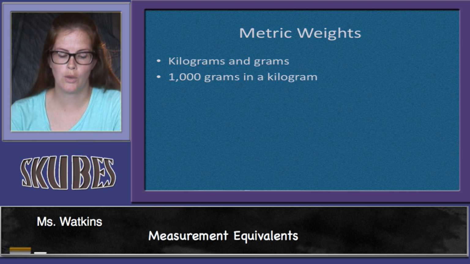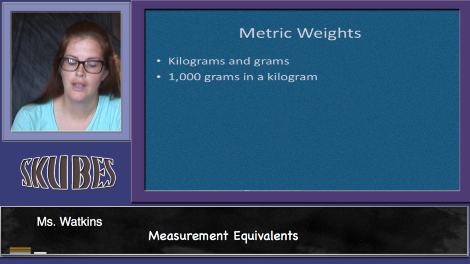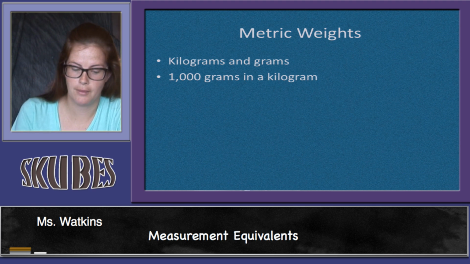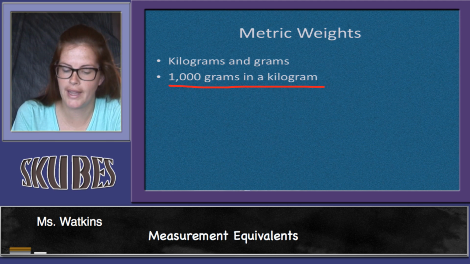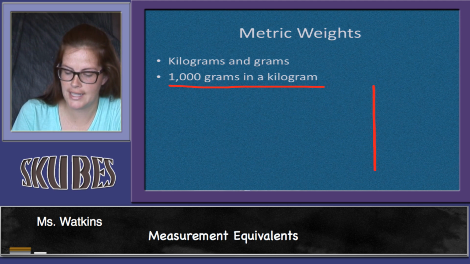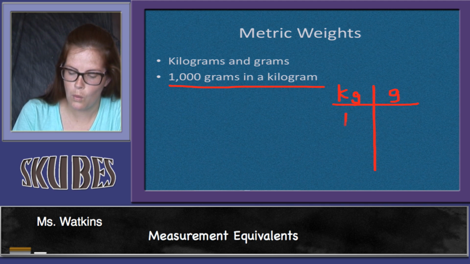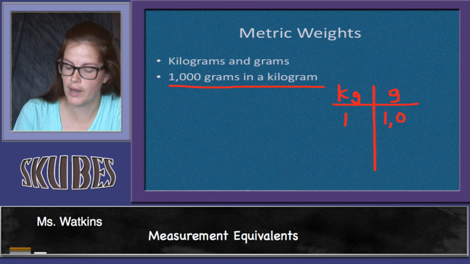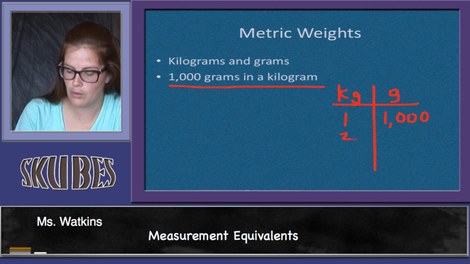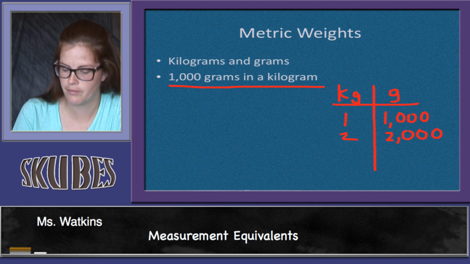Okay, let's look at metric weights. We need to know kilograms and grams. There are 1,000 grams in a kilogram. So to set up our two-column table, we'd have kilograms on one side, grams on the other. In 1 kilogram, there are 1,000 grams. And I could continue with the table. In 2 kilograms, that means there are 2,000 grams.